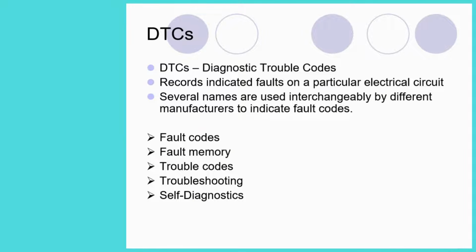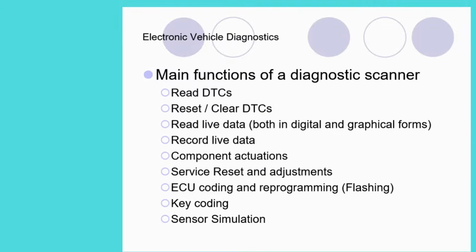DTCs, diagnostic trouble codes, record the indicated faults on a specific electrical circuit. Several names are used interchangeably by different manufacturers to indicate fault codes: fault codes, fault memory, trouble codes, troubleshooting, and self-diagnostics. Listed are the main functions of a diagnostic scanner. They will be discussed in more detail over the next few slides.